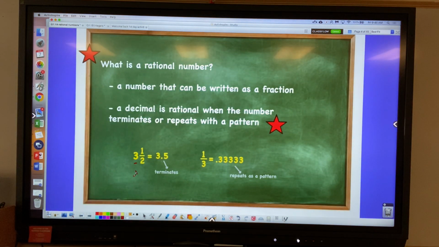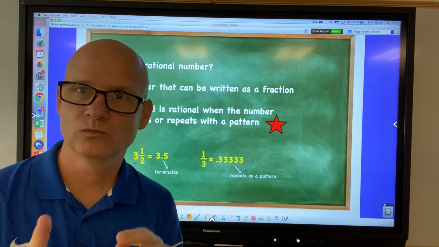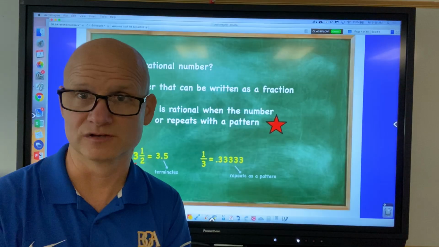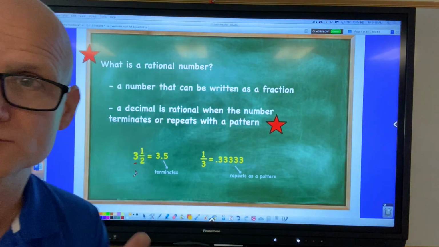A decimal is a rational number when it terminates or it repeats with a pattern. That's a rational number. And I'll go a little bit further. But press pause, write this down too.